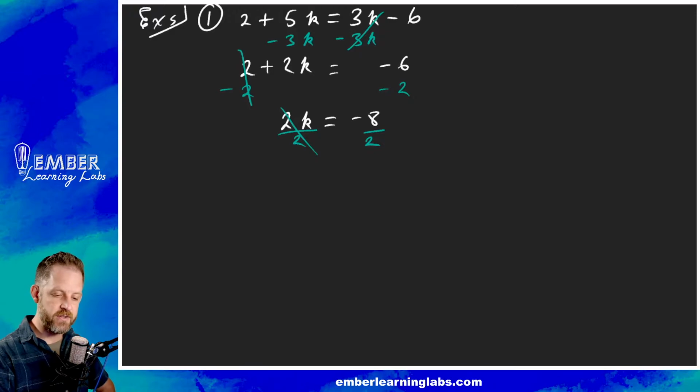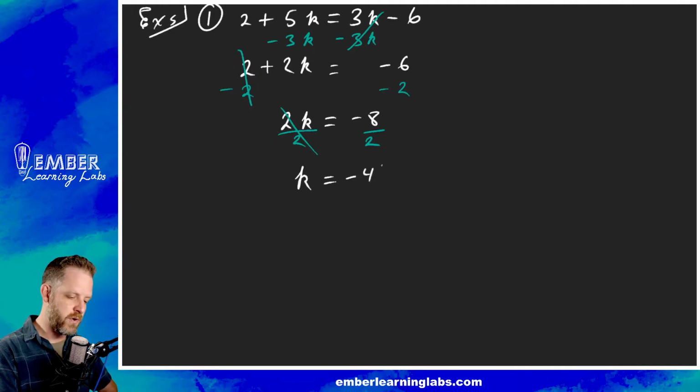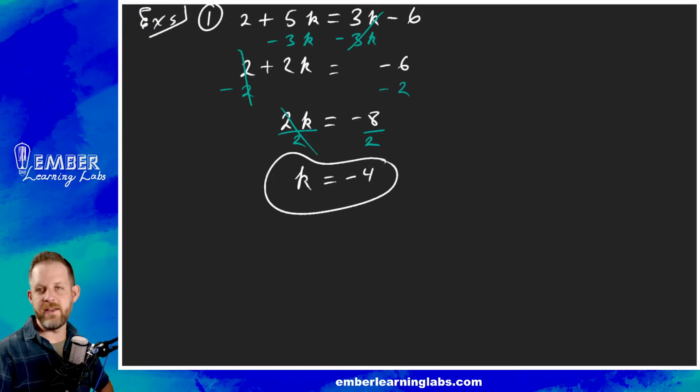Those 2's cancel, leaving us with just k. All right. Equals negative 8 divided by 2 is negative 4. Easy peasy, lemon squeezy. No big deal. We got this. Let's do another example.